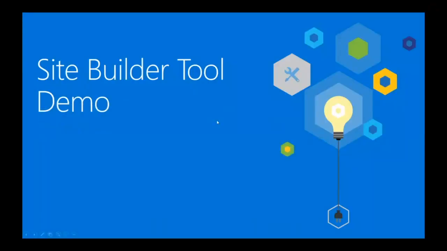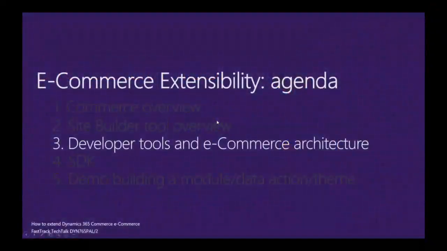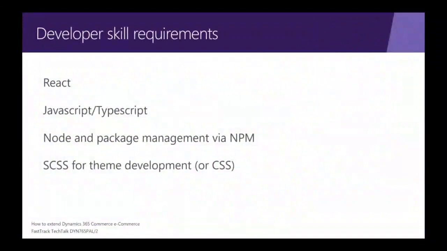All right, so back over to the PowerPoint. So the developer skill requirements are a more modern stack than you might see with retail. We're using React as a JavaScript component library. We're also using JavaScript and TypeScript, as well as Node.js, which has something called NPM. That's our package management. I'll show you a little bit of that in action. And then lastly, for our theme development, we're using Sass.